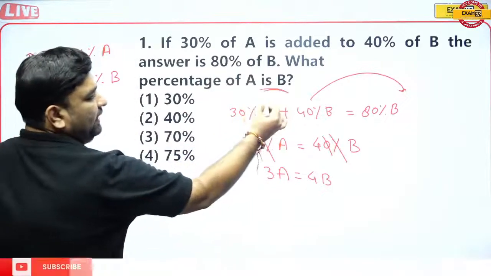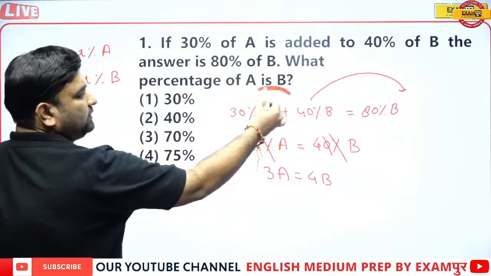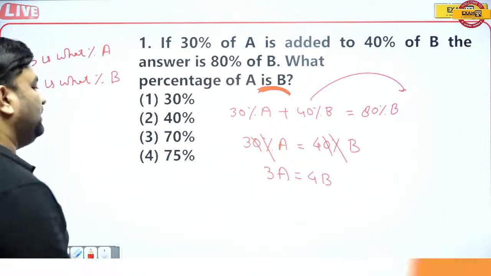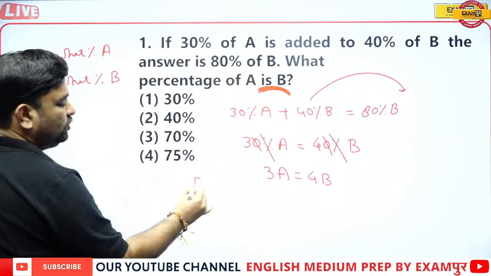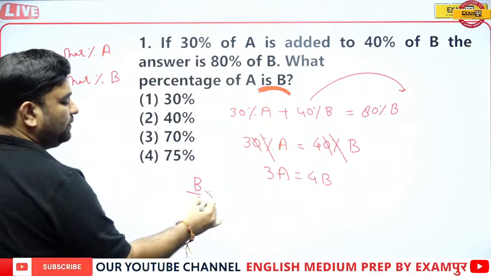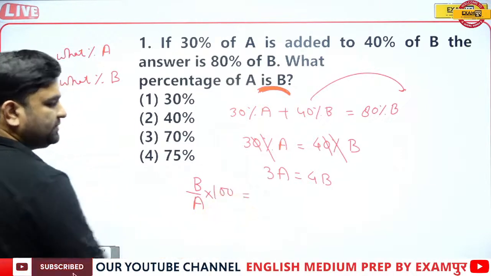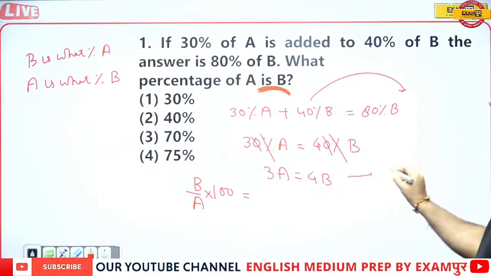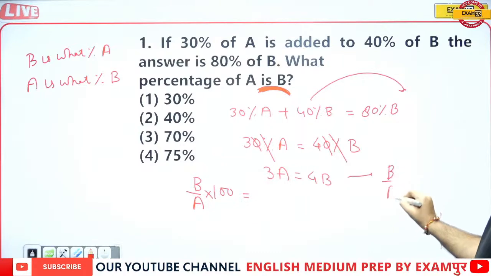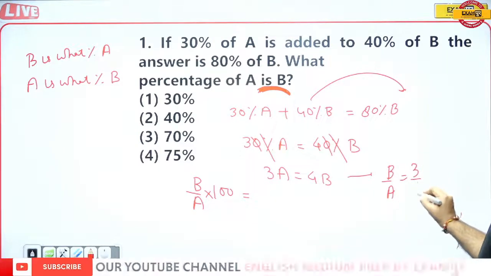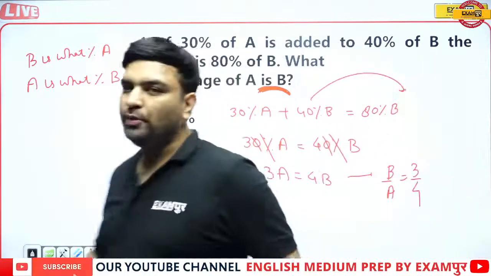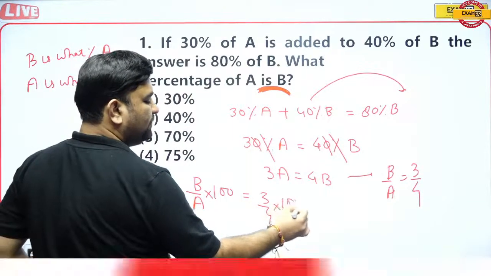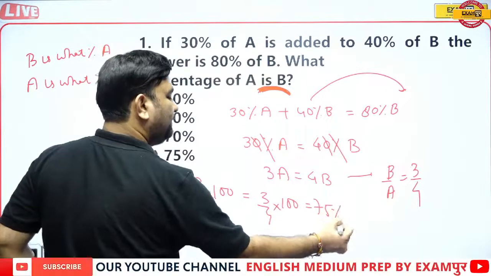It is in the interrogative form, so it is asking about B. B is what percent of A. So you need to know what is B by A. B by A into 100 is your answer. B by A will come out to be 3 by 4. So 3 by 4 into 100, 75% is your answer. Very good question, guys.